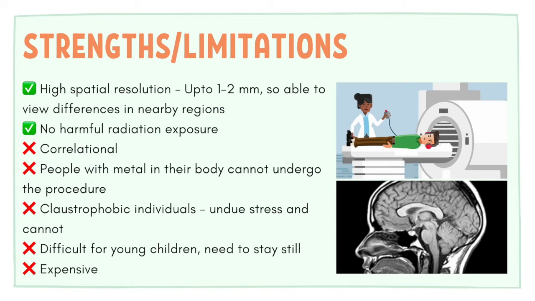As for the strengths and limitations of MRI scans, it has high spatial resolution, so it is able to capture details and differences of nearby regions. It is this feature of the MRI that allows us to see whether there is a redistribution of matter in the brain in a specific area, such as the hippocampus. And even within the hippocampus, we're able to see whether there is a change in the anterior and the posterior hippocampus parts. So having high spatial resolution allows researchers to then see these details and analyze these details.